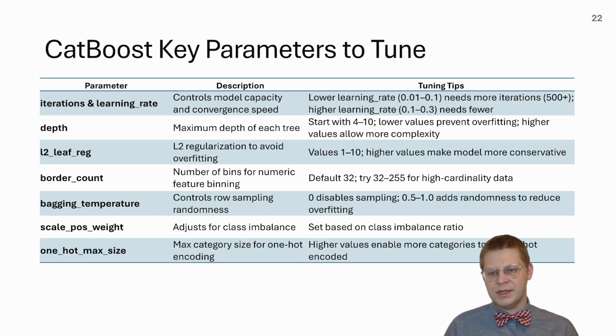As for CatBoost, it specializes in handling categorical data. The key parameters here are iterations and learning rate. They control convergence speed and capacity. Depth and L2 leaf reg limit complexity to prevent overfitting, and bagging temperature adds randomness to sampling, reducing overfitting. CatBoost's native handling of categorical values reduces the need for pre-processing, making it ideal for mixed data types.